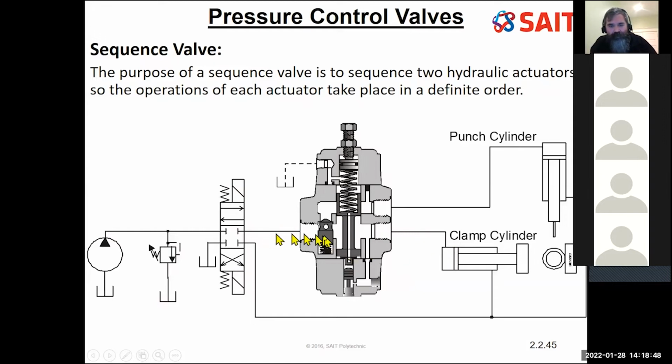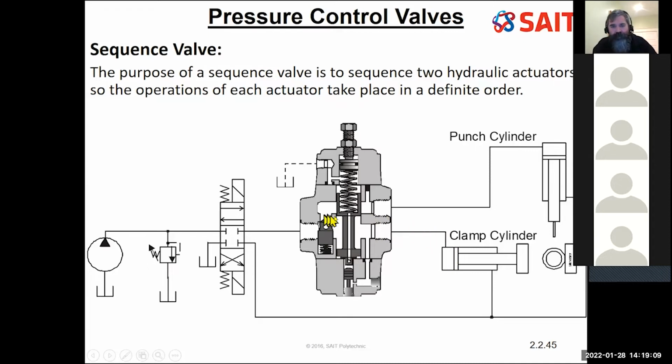This flow path here is complete. There's a hole in this check valve poppet that allows the fluid to go through it. This is a cylinder in a big wide open space, so fluid can go around it. Okay, fluid can even go through this small hole, allowing fluid to go to the clamp cylinder.